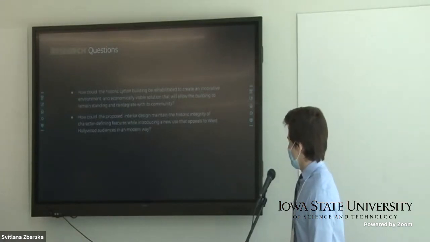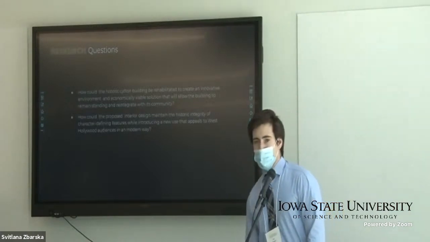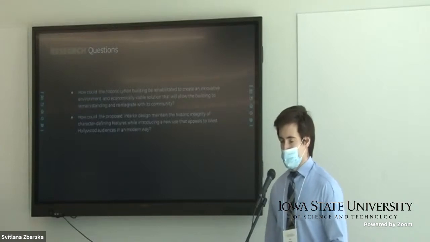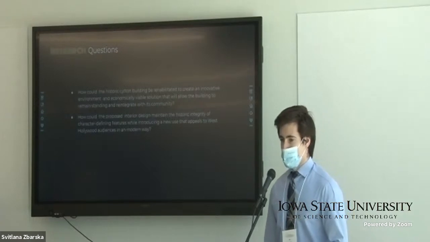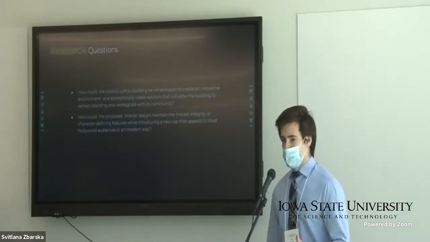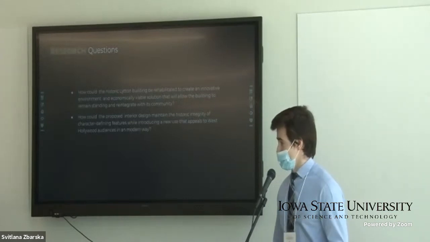And then second is how could the proposed interior design maintain historic integrity, character, design features while introducing a new use that appeals to West Hollywood audiences in a modern way. And this question is asked because with the rehabilitation process, we focus specifically on interior elements. So there's a wide variety of elements on the interior, such as the lighting and historic furniture that we pay close attention to, because when a rehabilitation project is created, we want to pay attention to those elements for a new innovative environment that ties back to historic elements.